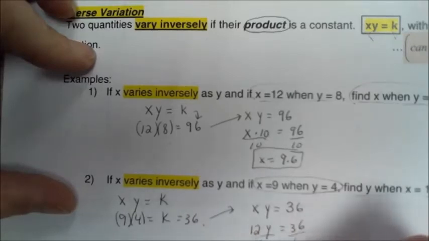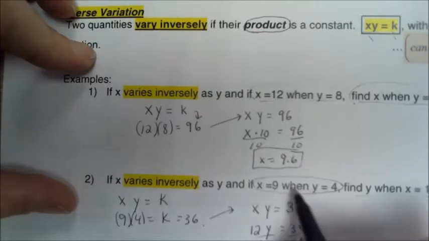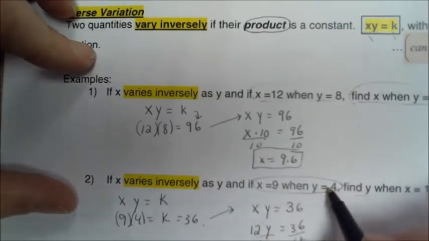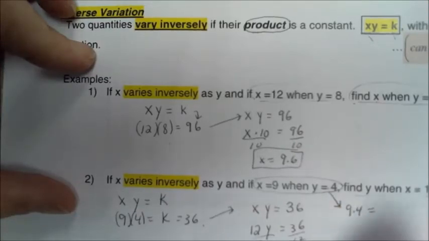We'll divide both sides by 12. Y is equal to 36 over 12, which is 3. So in other words, 9 times 4 equals 3 times 12. 9 times 4 equals 12 times 3, right?